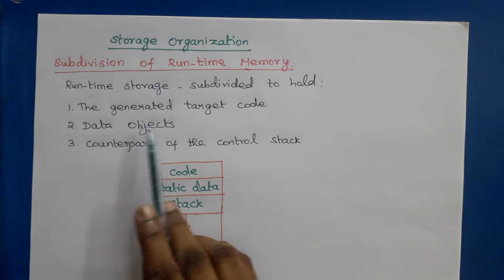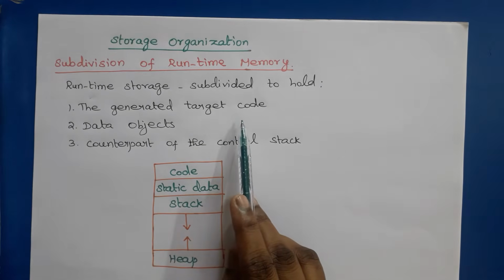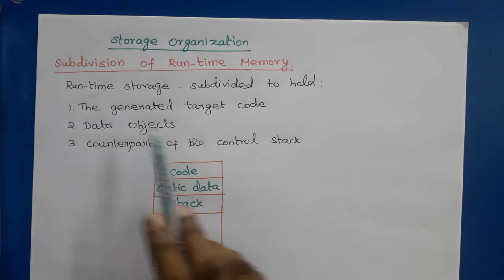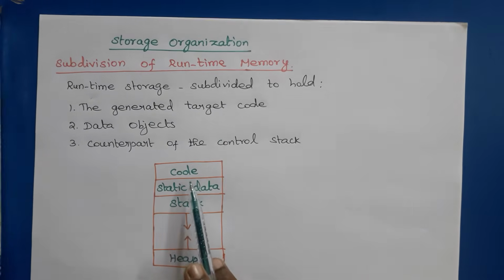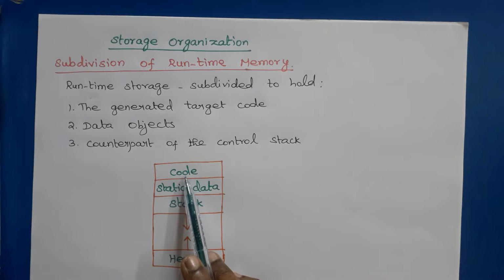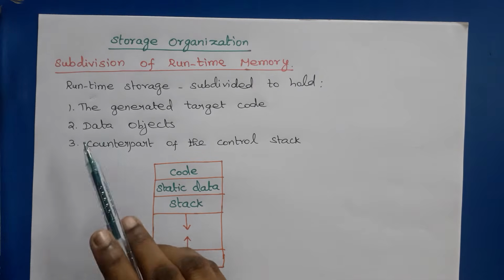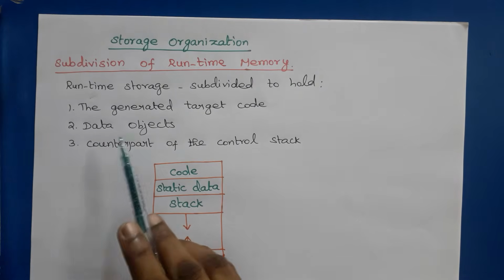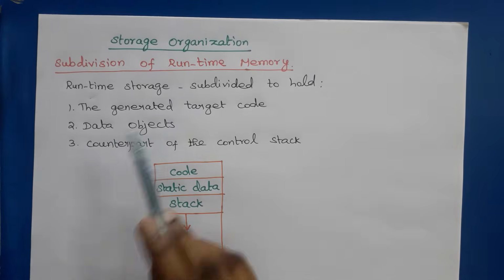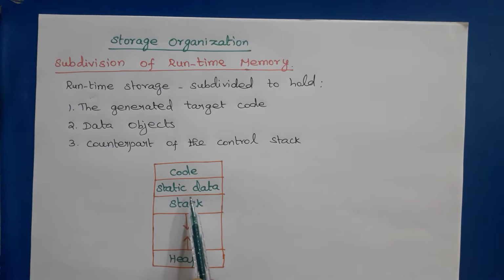The size of the generated target code is known at compile time itself. So the compiler can place the generated target code in the static data area. Code is placed in the static data area. Similarly, sizes of some of the data objects are known at compile time itself, so they can also be placed in the static data area.